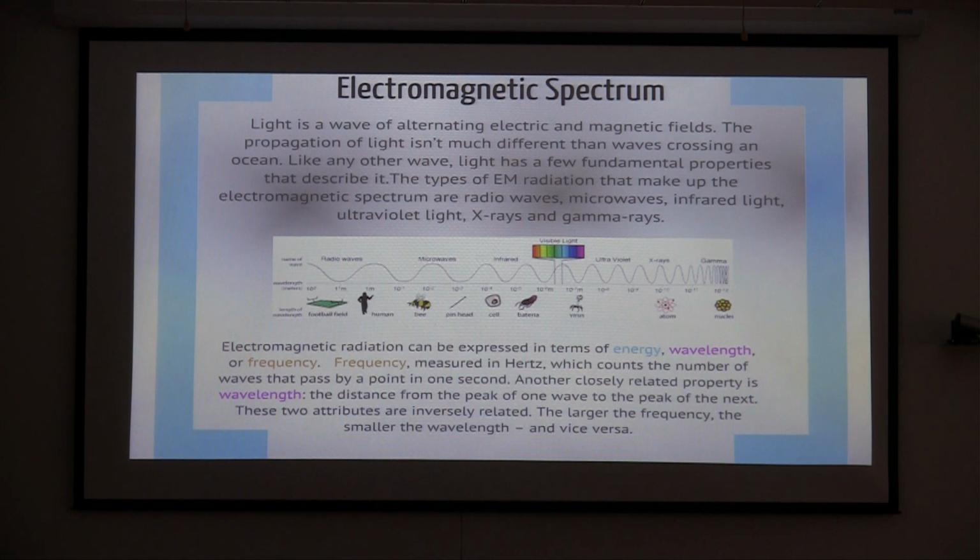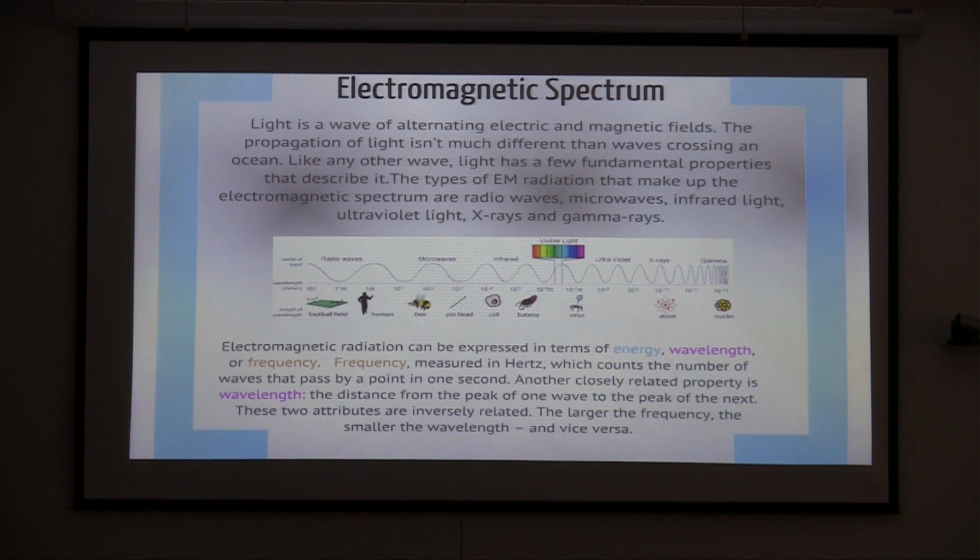For example, radio waves are actually on average between the size of a football field and the size of a human being. So they're actually quite large. When you get down to the X-rays and the gamma rays, they're much, much, much smaller, like 10 to the negative 11, which is pretty cool.